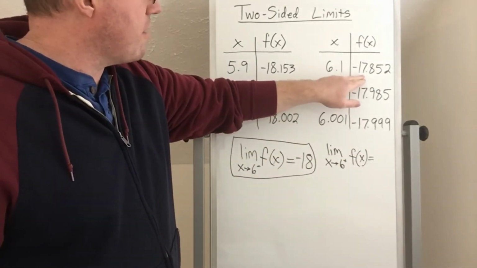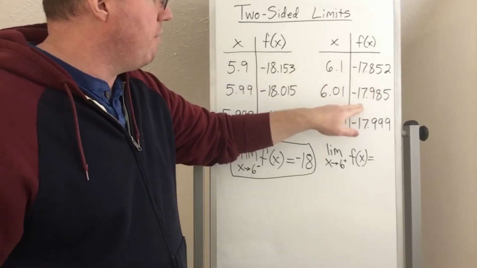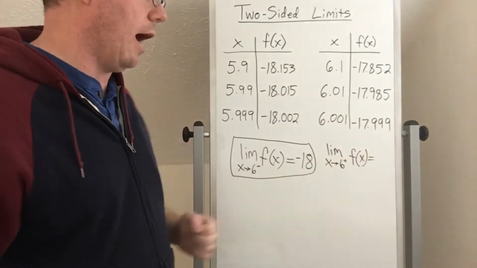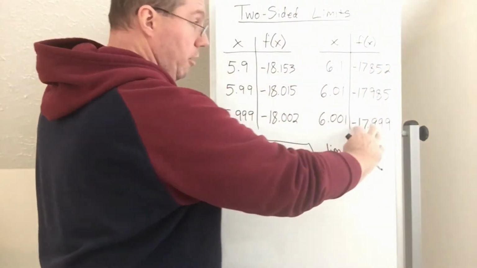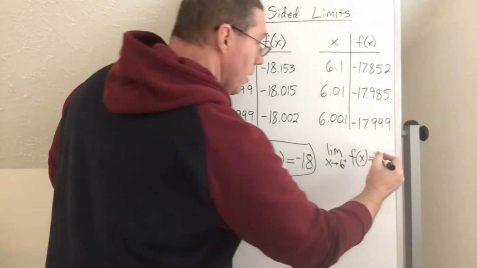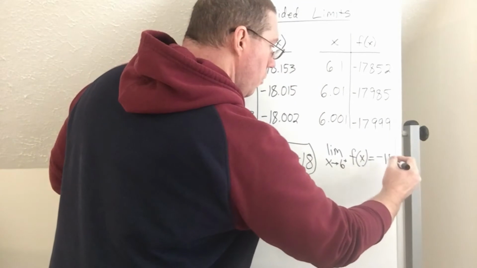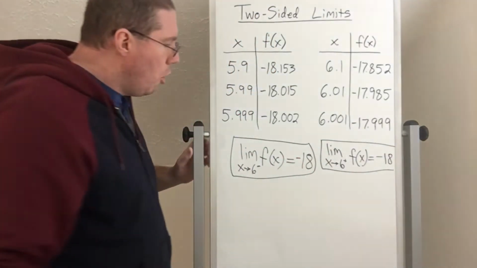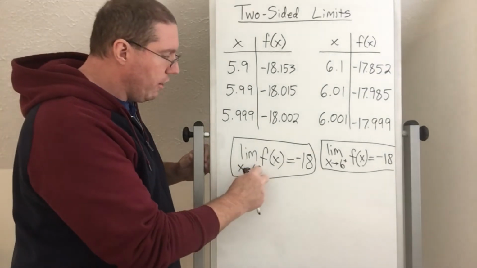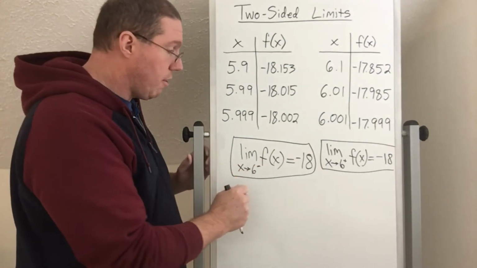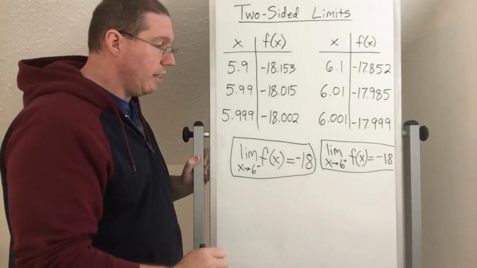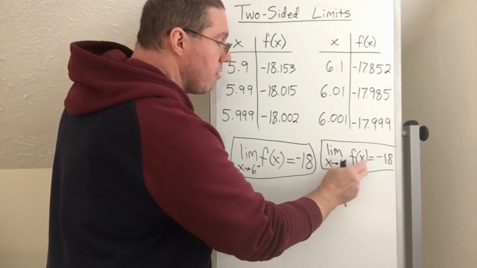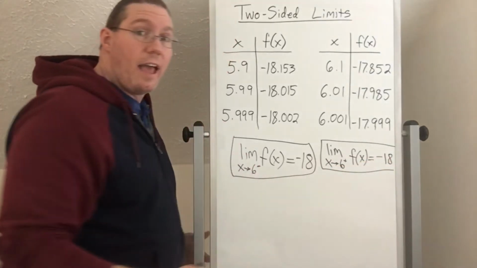Well, we've got negative 17.85, then negative 17.98, and then negative 17.99. It looks like these numbers are getting really close to negative 18, which you may recall was the answer to the first one that we had. And so, look at this. We have our left-sided limit: on the left side of 6, f of x is approaching negative 18. On the right side of 6, f of x is also approaching negative 18.